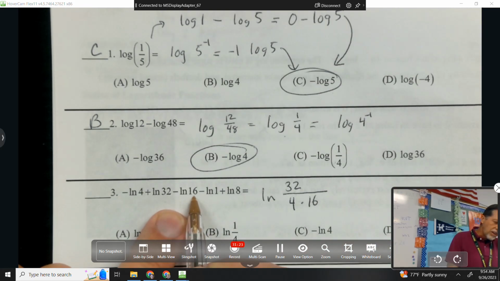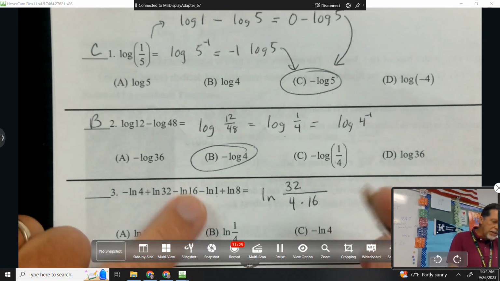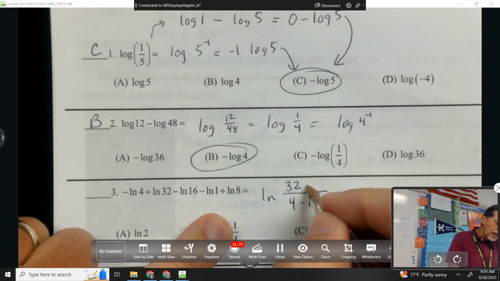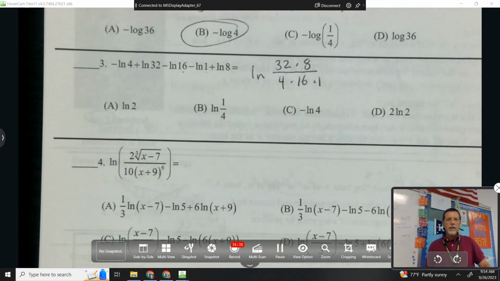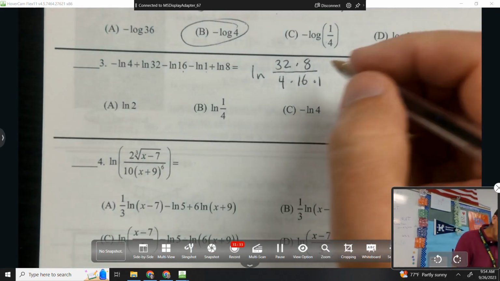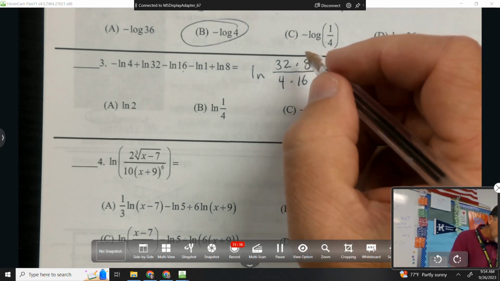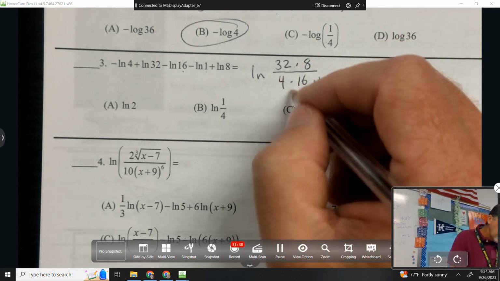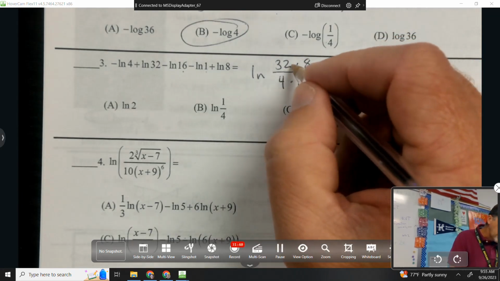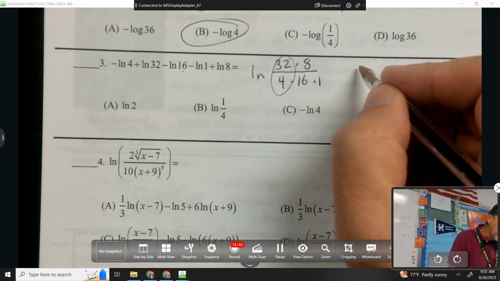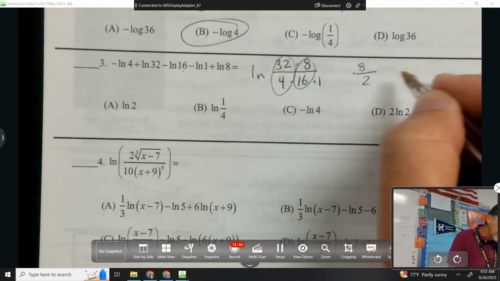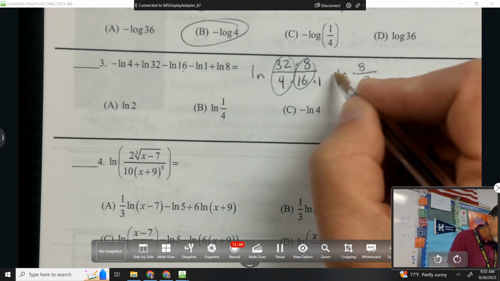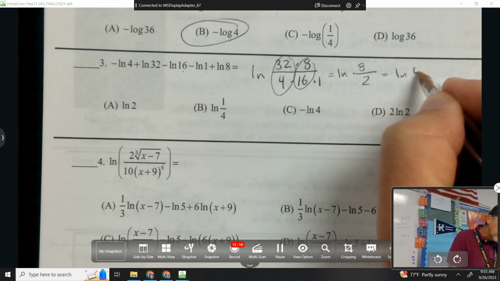So 16's in the bottom. 1's in the bottom, but that's not really going to do anything. And then 8's in the top. And then hopefully that all reduces to something nice. Let's see, how do we want to do this? It doesn't really matter. 32 over 4 is 8. 8 over 16 is a 2 in the bottom. So natural log of 4.